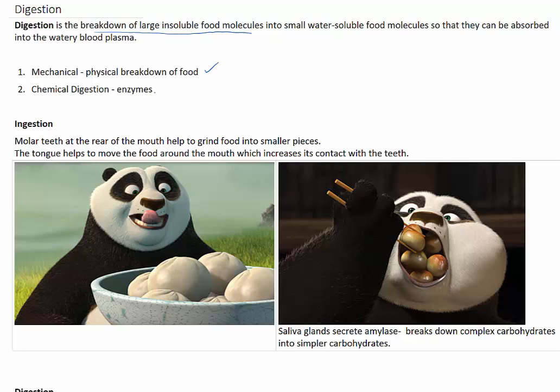Now, the other type of digestion is chemical digestion, which is the process where enzymes break down complex substances into their simplest forms. And this involves breaking down macromolecules into their smaller components, such as carbohydrates into glucose, proteins into amino acids, and lipids into glycerol and fatty acid chains.